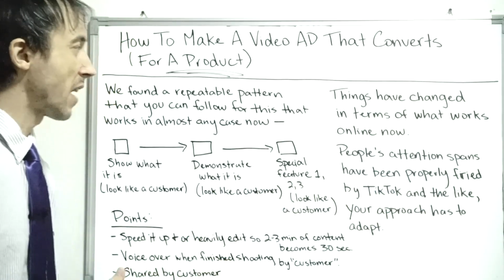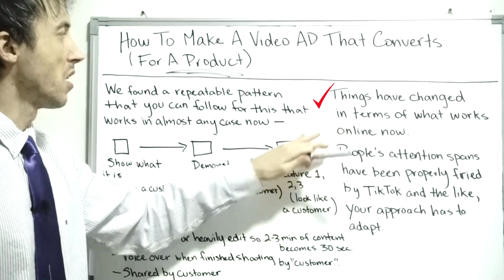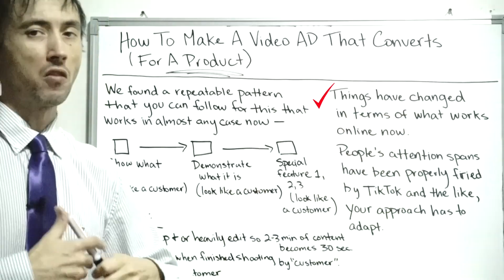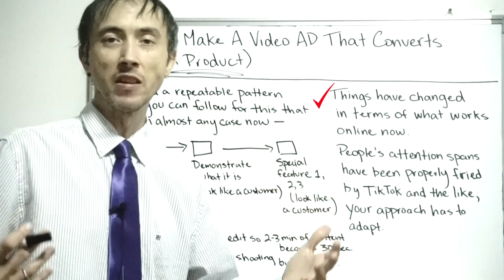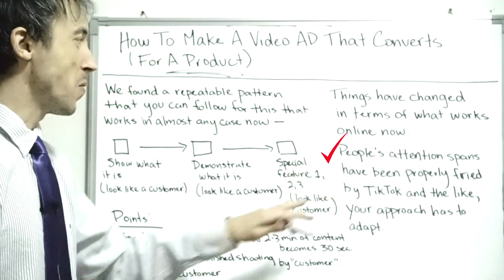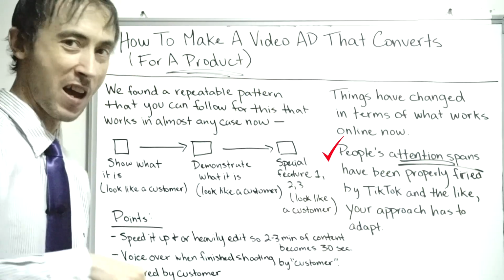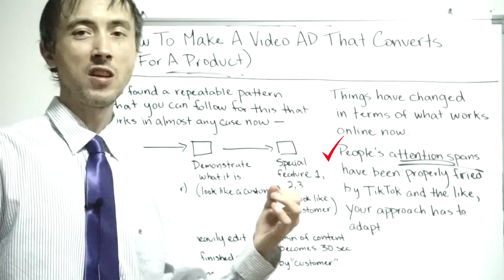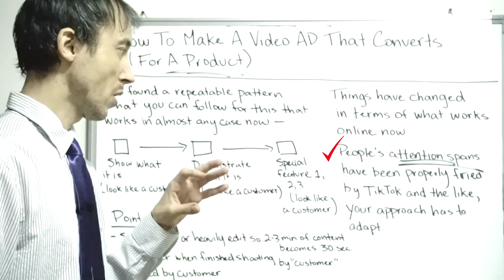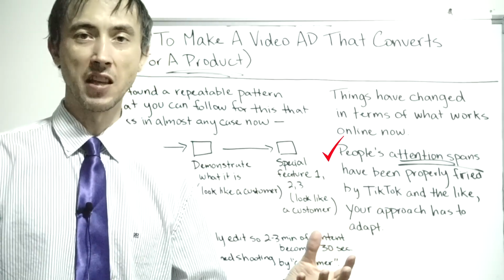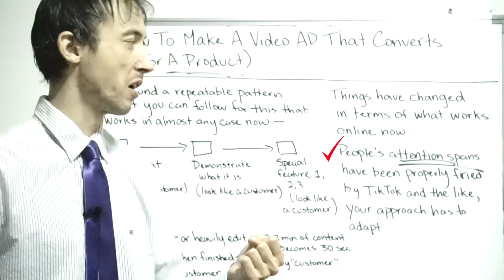So with all that said, getting into the strategy itself, I have a quick prelude here to mention why this strategy works. Things have changed in terms of what works online now because of the TikTokification, as I call it, of the internet. People's attention spans have been, as I say, properly fried by TikTok. And of course, the other social networks are cloning it. YouTube's got Shorts, and really they're just adapting to people's tastes. They want more content in less time, ultimately, is what it comes down to.